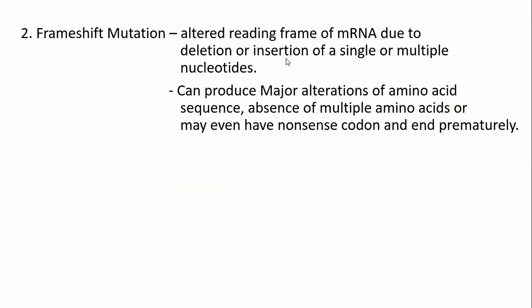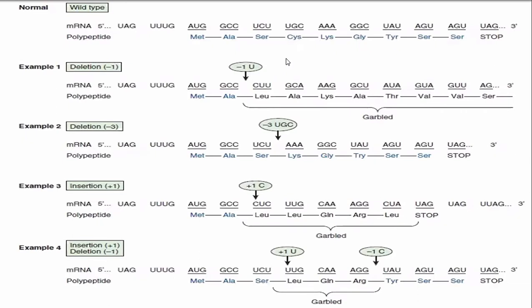Now, we have, second, kung may point mutation, meron tayong frame shift mutation. There is an altered reading frame of your mRNA due to deletion or insertion of a single or multiple nucleotides. Okay? Kung natanggalan man or hindi man natanggalan ng introns, it can cause frame shift mutations and can produce major alterations of amino acid sequence, absence of multiple amino acids, or even nonsense codon and end prematurely. This is the kinds of your frame shift mutations. This is the normal. Okay? This is the normal.